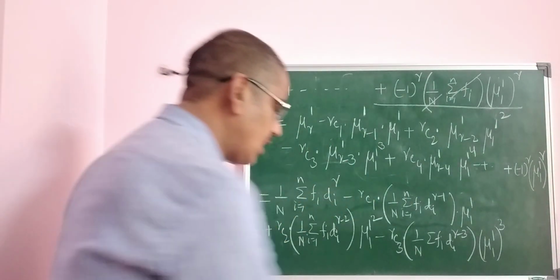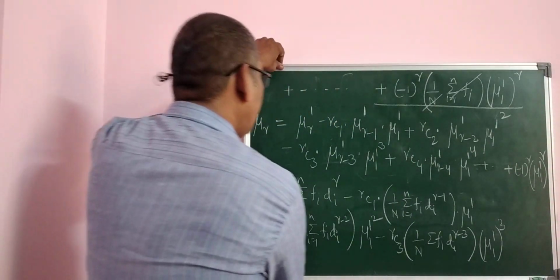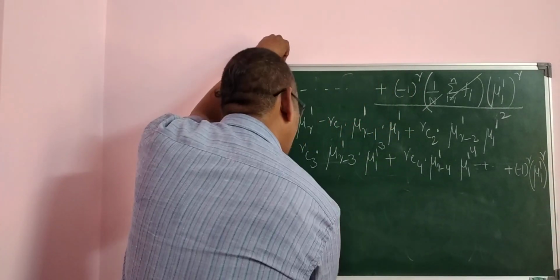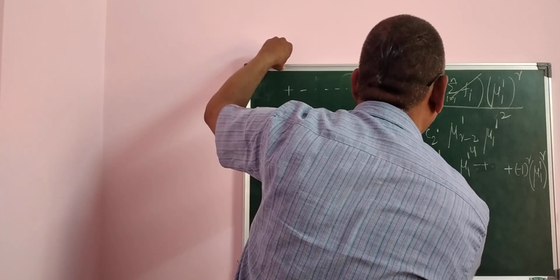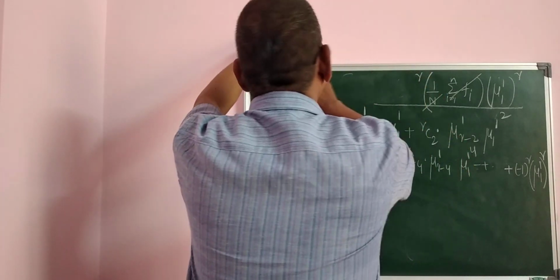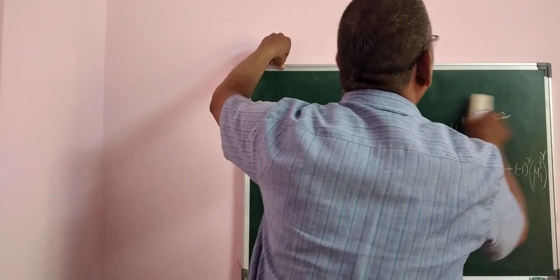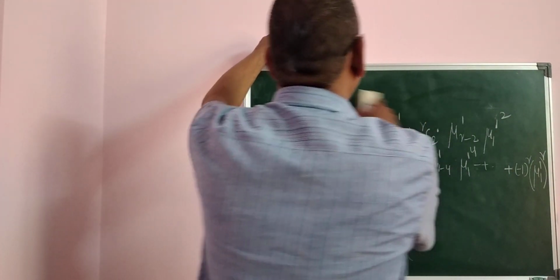So this is the relation of the central moments in terms of the non-central moments. You see here, this is the relation on the board. I am erasing this one as well, so that only the relation is on the board. Please go and observe what the relation is.